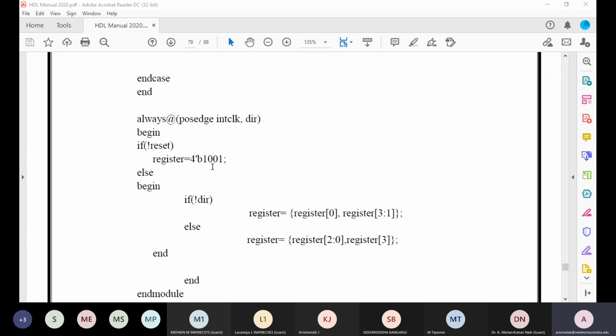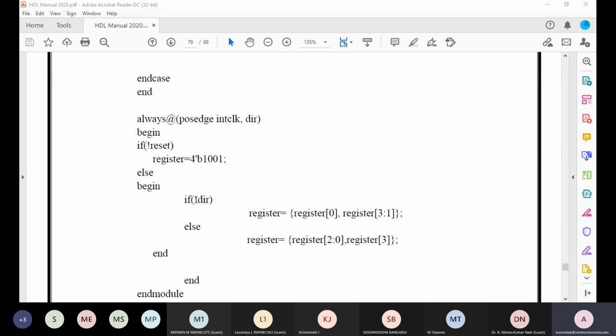Register of 0, that is 1, is then concatenated with register of 3, colon 1, that is 100. So this 1 is coming here at register of 0, then this 100 is coming here. So the value of the register will now be 1100. I hope you got it. Later on I will share the whiteboard again and show this again.